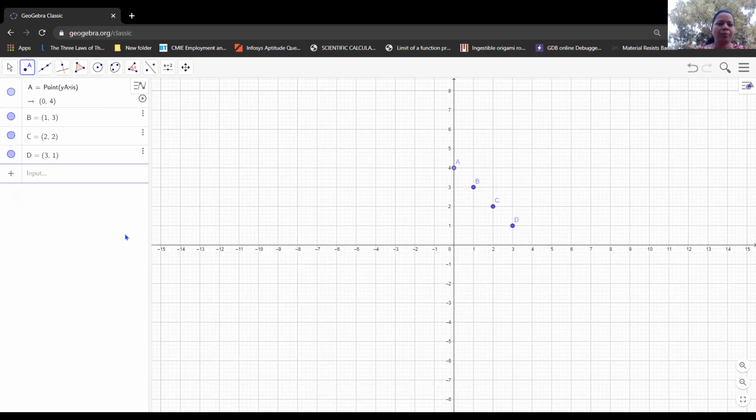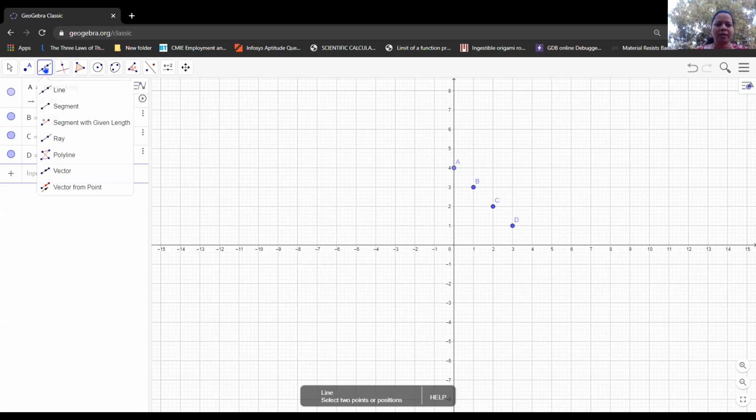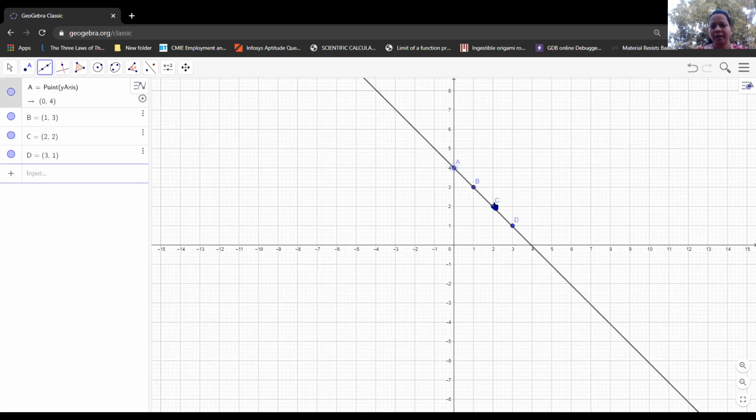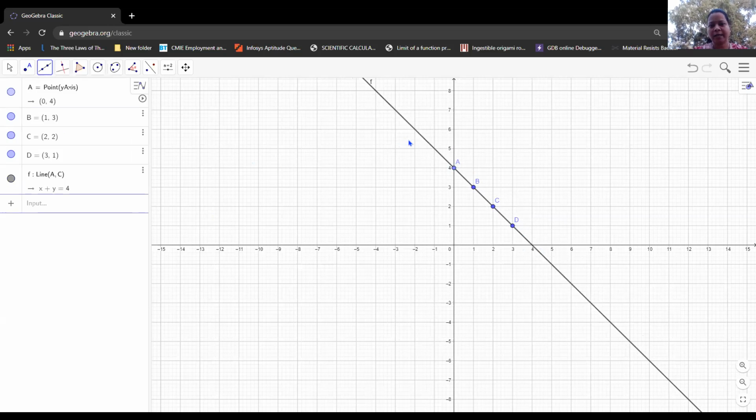We plot the four points A, B, C, D, that is, we find the solutions of the equation x plus y is equal to 4. If we observe these four points, we see that they are collinear points. That is why we say they are collinear, because if we draw a line passing through these four points, we get a straight line. So we see how we get a line. If we click on points A and C, or A and B, or A and D, we get a straight line. So the nature of the graph of a linear equation is a straight line.